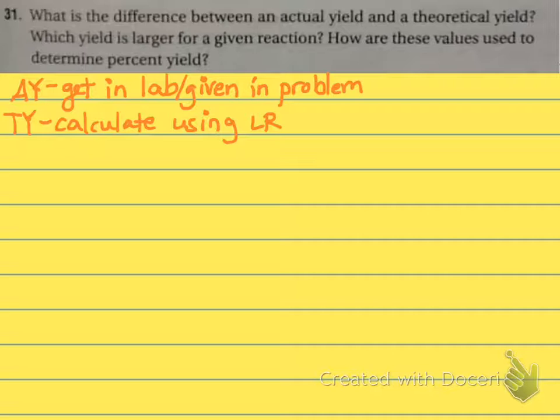Which yield is larger for a given reaction? The theoretical yield should be larger because it's the maximum amount you could produce.